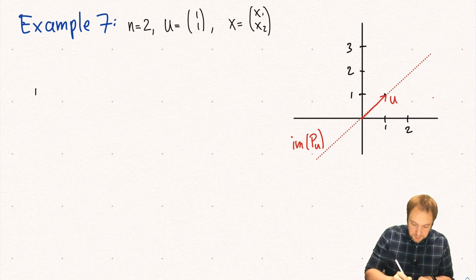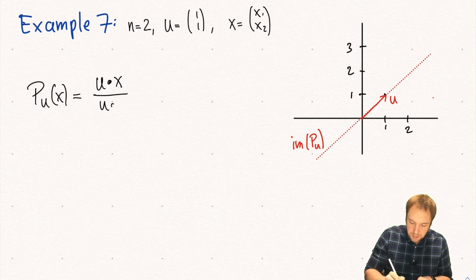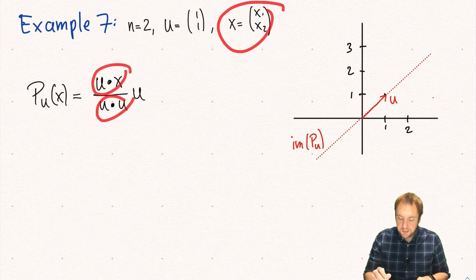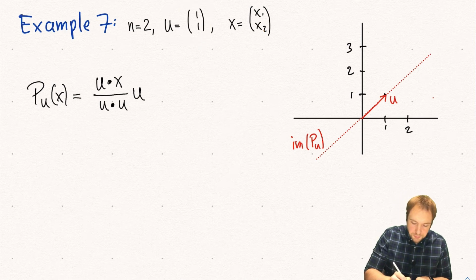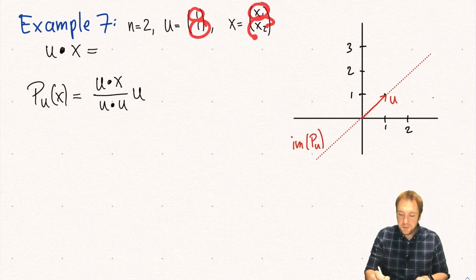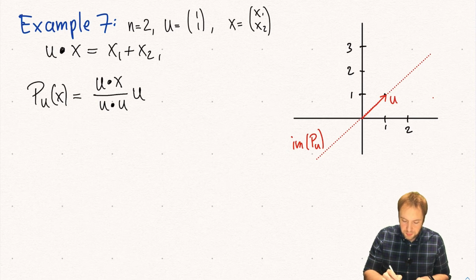So what is pu of x? Well, again, the definition is u x divided by u u, times u. And now let's first calculate these things here. So if I have an arbitrary x like this with entries x1 and x2, and I take the dot product with u, so what is this? Well, the dot product is just this entry times this entry plus this entry times this entry, and therefore this is just x1 plus x2.